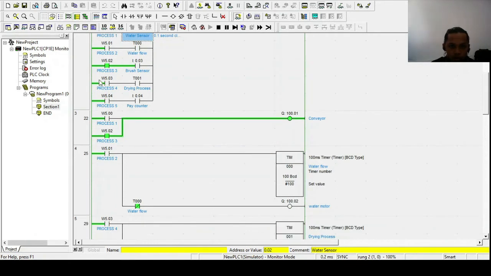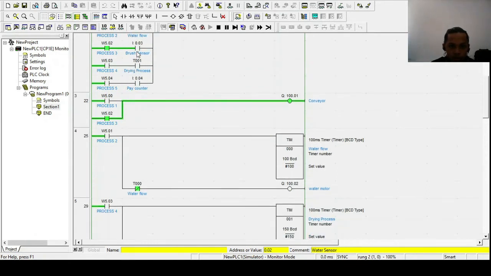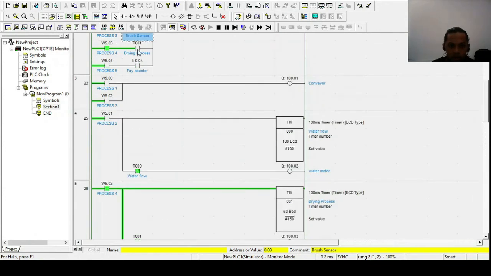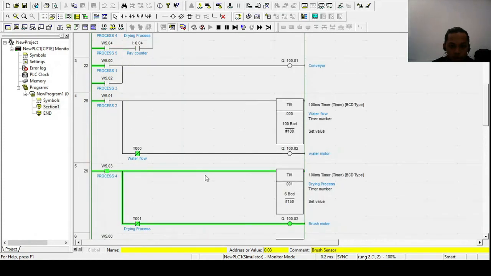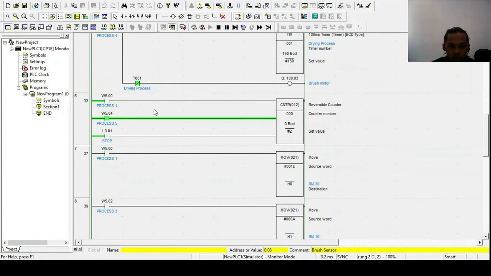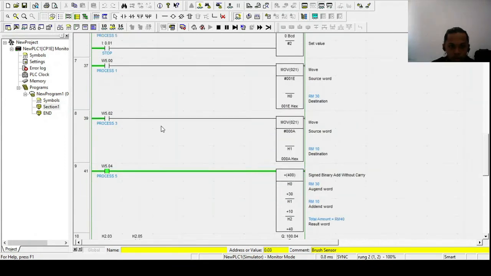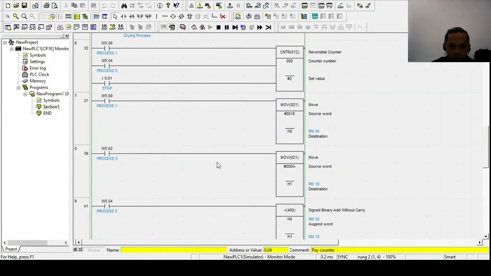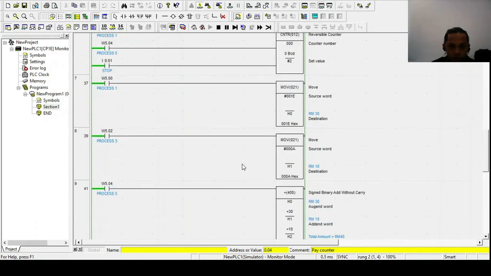Okay, then it continues to process 3 for the brush sensor process. Before the drying process, the brush sensor detects the car, and then the drying process. Now the car is drying. Okay, now it will continue until the end. It continues to the pay counter. Okay, pay counter for process 5. So push the pay counter to indicate the car is going out from the car wash center.